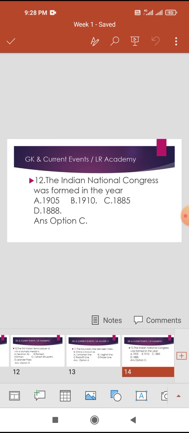12th question. The Indian National Congress was formed in the year, option A, 1905, option B, 1910, option C, 1885, option D, 1888. The right answer is option C, 1885.